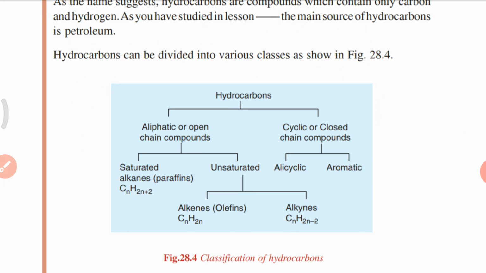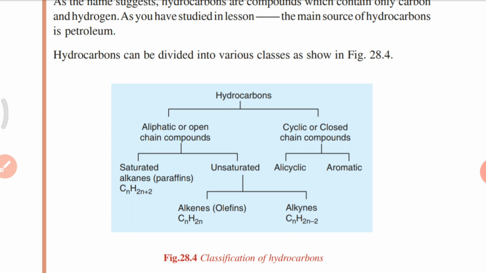First, we can classify them into aliphatic or open chain compounds and cyclic or closed chain compounds. Open chain compounds can again be classified into saturated compounds and unsaturated carbon compounds. Unsaturated compounds are again classified into double bonded compounds, alkenes, and triple bonded compounds, alkynes.